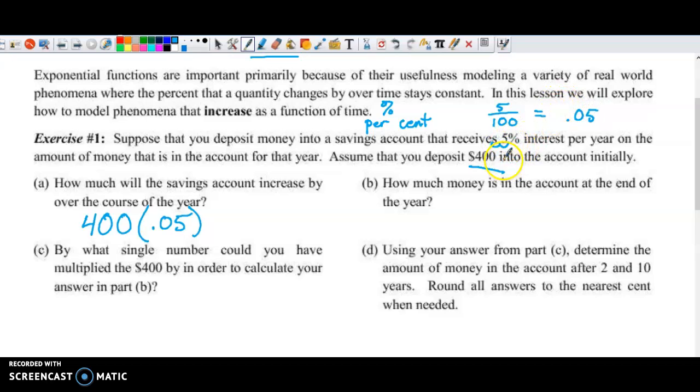If you just do the quick math on that, you can even type it into a calculator. It's increasing by $20. And if you think about it from what you've probably done in previous math classes, you have to add that $20 to the 400 that you started with. So at the end of 1 year, you're at $420.